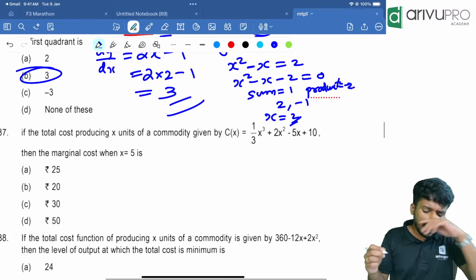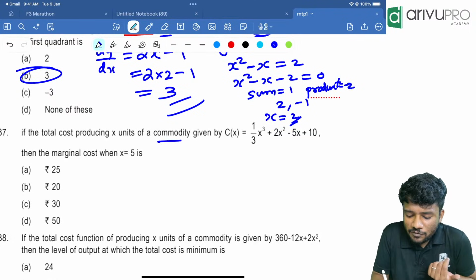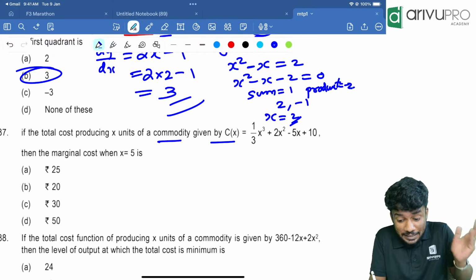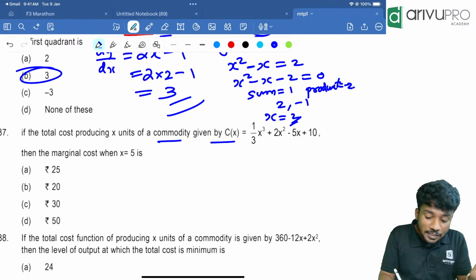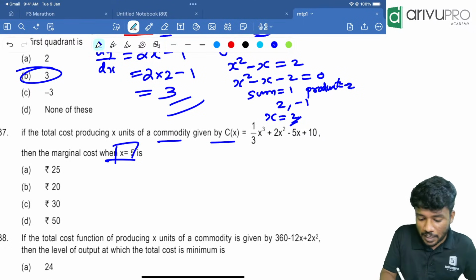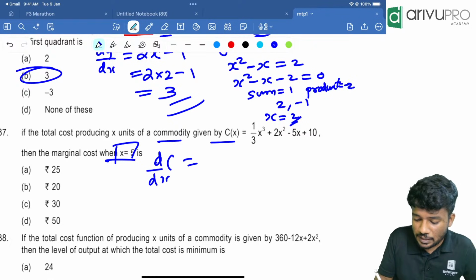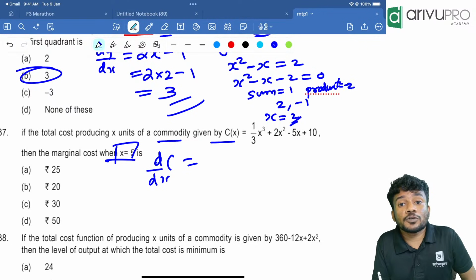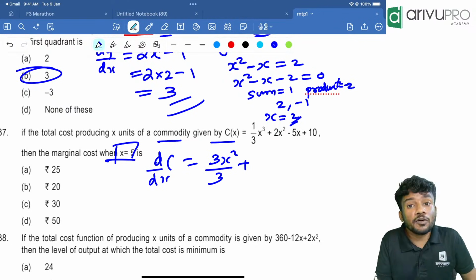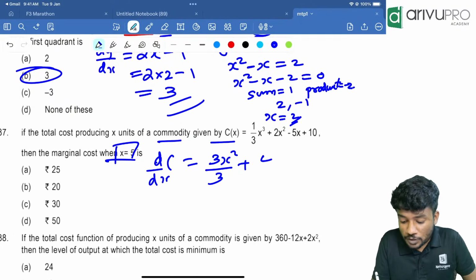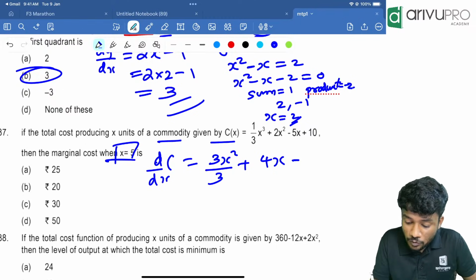Good question. Now, if the total cost of producing x units of a commodity given by C of x is equal to 1 by 3 x cube plus 2x square minus 5x plus 10, then the marginal cost at x is equal to 5 is the question. Marginal cost means we need to take the derivative of the cost function. Derivative of x cube is 3x square, then divided by 3, plus the derivative of x square is 2x, 2 into 2 is 4x, minus the derivative of 5x is 5.